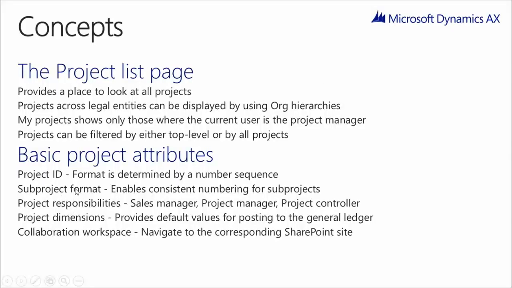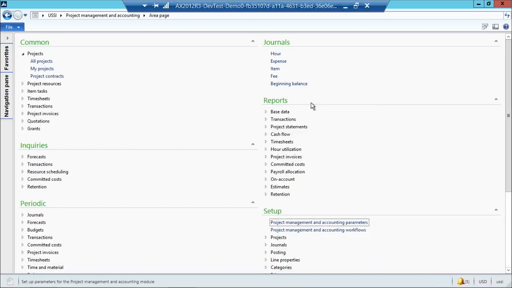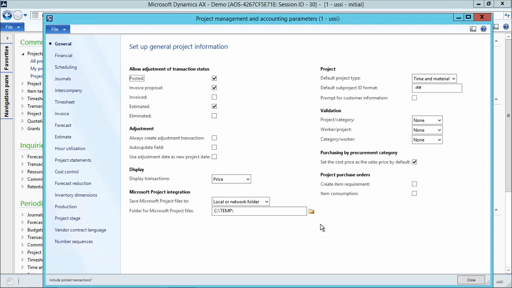We also looked at the sub-project format. So this, we saw some projects that were named with a -01 and a -02. That format is also configurable. Let's take a look at where you set that up. So again, in Project Management and Accounting Parameters, if you just look right here at the default subproject ID format, this ### indicates that a suffix will be added onto the project type when there's a subproject, and there will be a 2-digit sequential number that's added to that project name.